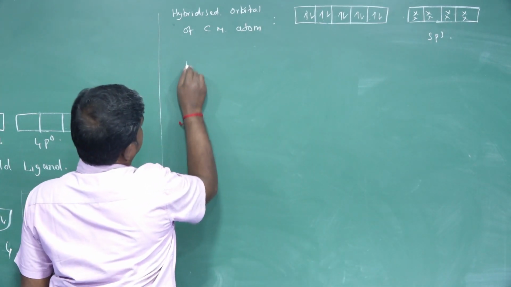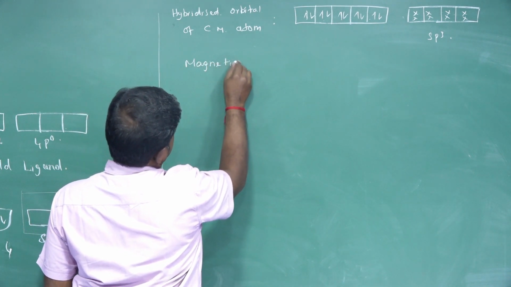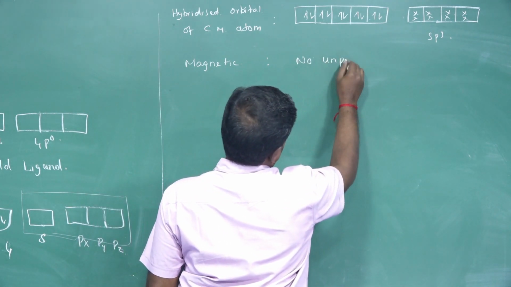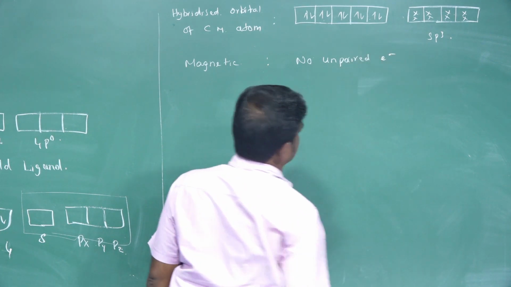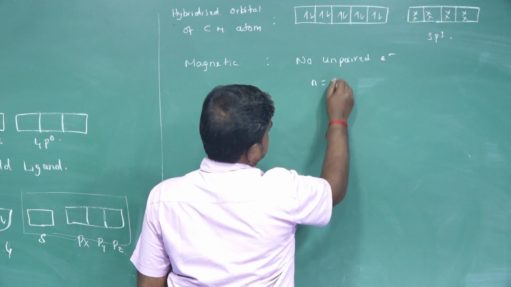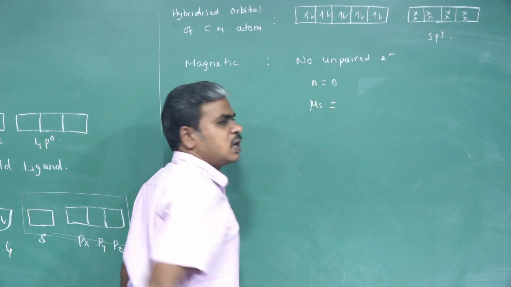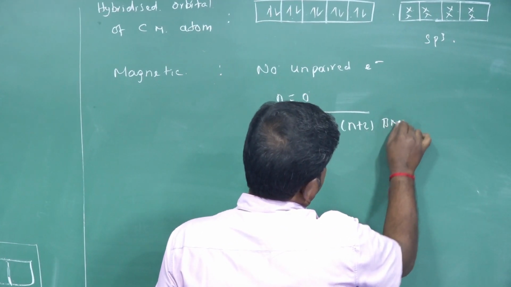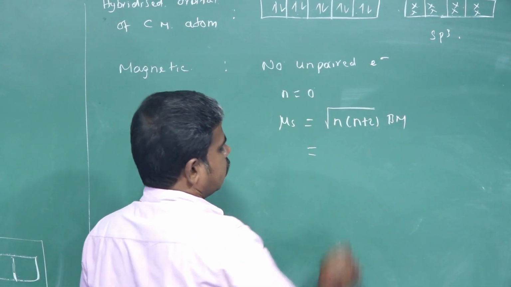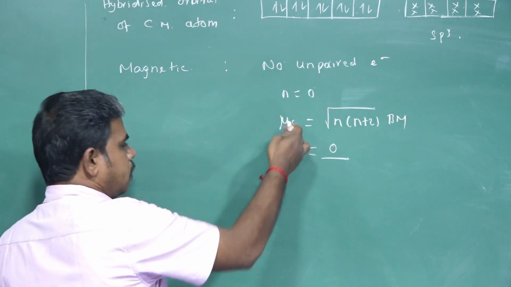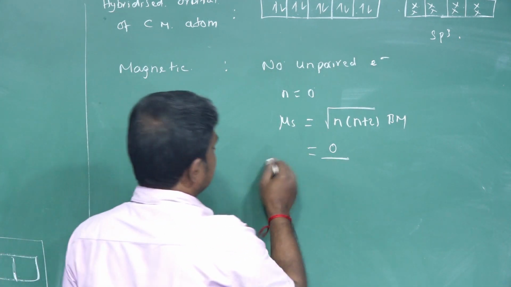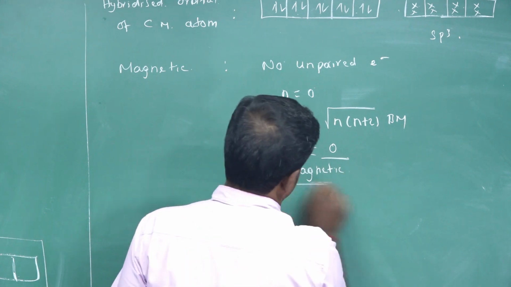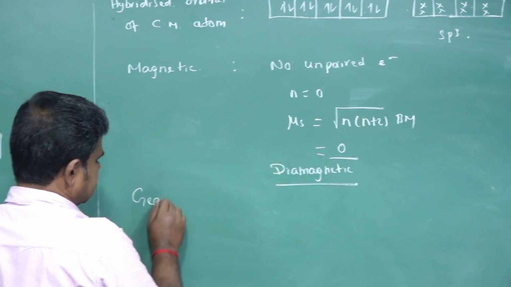Now we take the magnetic character. Here there is no unpaired electron, so n is equal to 0. The spin only magnetic moment, mu s, is root of n into n plus 2 Bohr magneton. Substituting n equal to 0, mu s is 0. So it is considered as diamagnetic character.